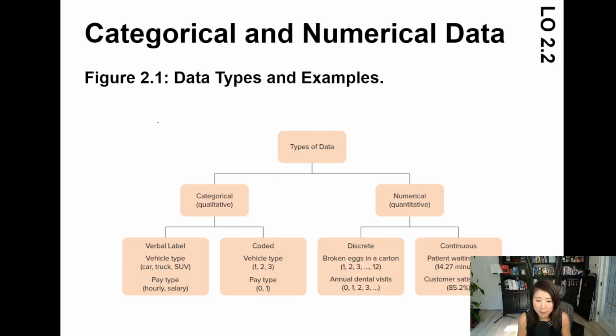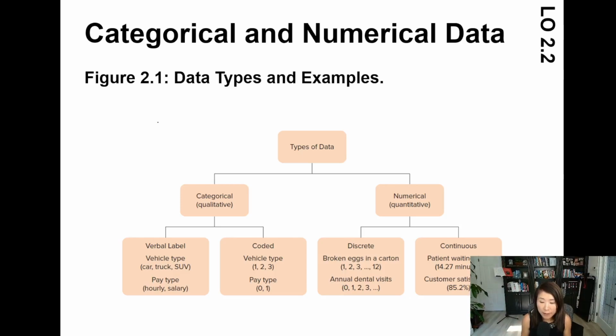The confusing part is that sometimes we use numeric numbers that look numerical, but actually they are used to label categories. Here I give you two examples. Instead of saying vehicle type car, truck, SUV, maybe I already coded it this way: 1 indicates car, 2 indicates truck, 3 indicates SUV. Although it's a numeric number, 1, 2, 3 does not mean you have 1 car, 2 cars, 3 cars. Actually, they are used to symbolize different categories, right?